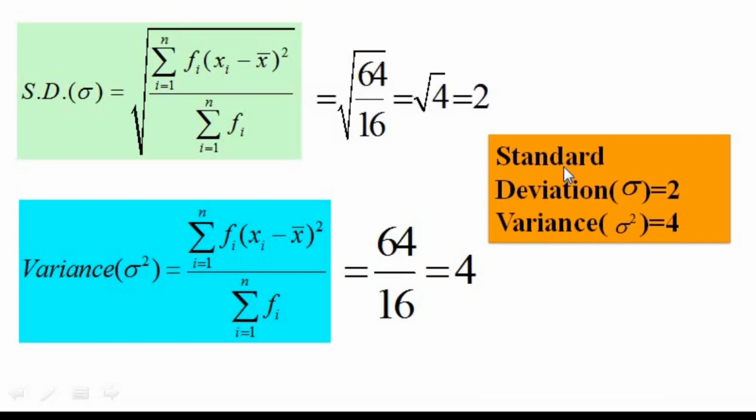The standard deviation is the positive square root of the mean square deviation, and the variance is the square of the standard deviation.